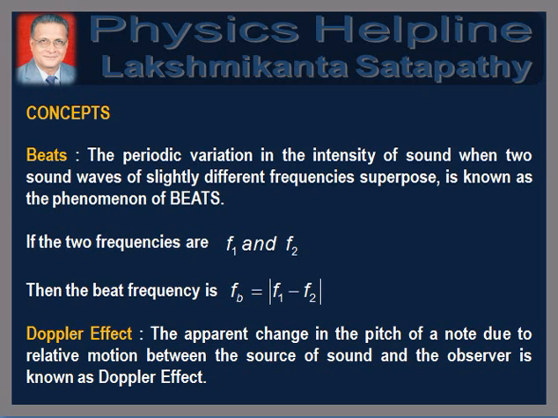Before proceeding to solve the problem, let us recall the related concepts. Beats: the periodic variation in the intensity of sound when two sound waves of slightly different frequencies superpose is known as the phenomenon of beats. When two sources of frequencies F1 and F2 are sounded together, then the number of beats produced per second is equal to F1 minus F2. Doppler effect: the apparent change in the pitch of a note due to relative motion between the source of sound and the observer is known as Doppler effect.